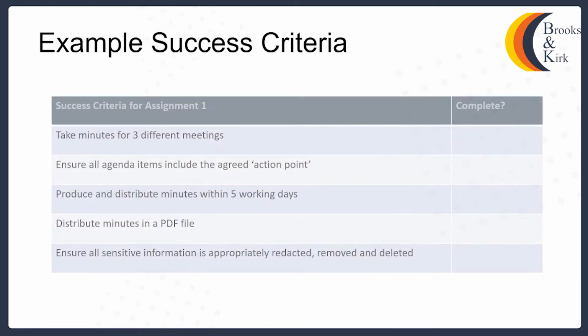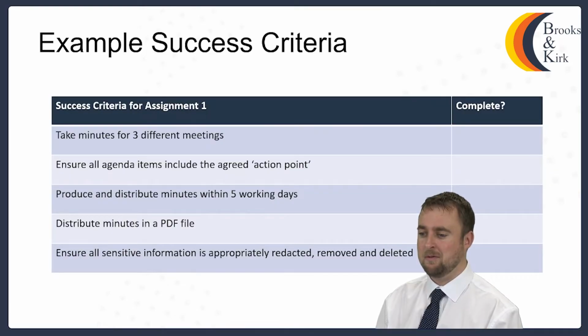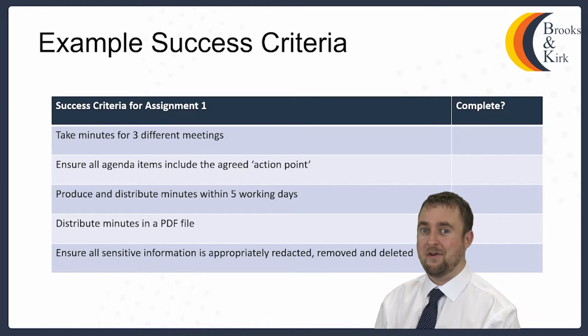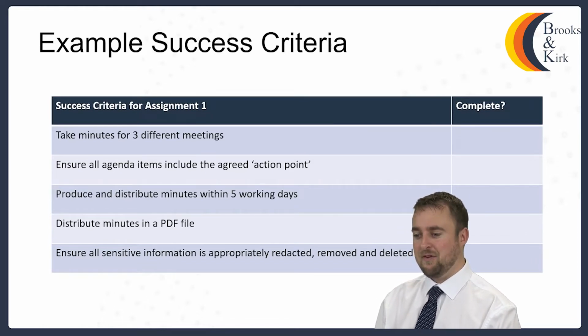Let me give you an example of what some success criteria could look like. Often people will put it in a table like this. As you can see, I've got 5 things for success in this assignment, and it's measurable. Look, the first one: take minutes for 3 different meetings. The student then knows, well, if they've only got 2, it's not finished. That's fair enough. I've also put in here that those minutes must be distributed within 5 working days.